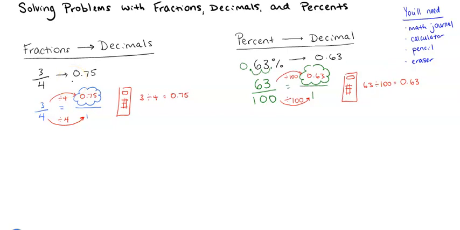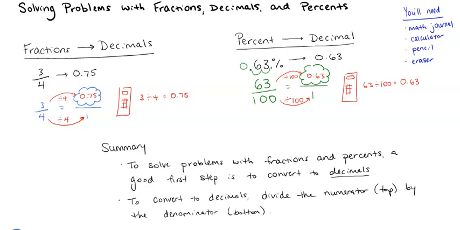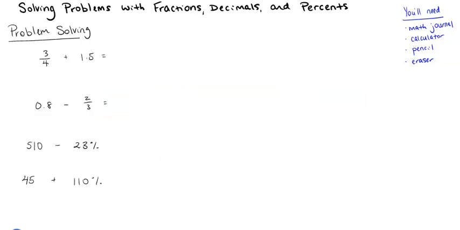So let's take a little summary note here, and then we'll move on to some problem solving. To solve problems with fractions and percents, a good first step is to convert to decimals. To convert to decimals, divide the numerator, the top, by the denominator, or the bottom. So pause this video and make sure you have this note in your math journal. Let's look at these 4 problems here. And remember, these are going into your math journal.